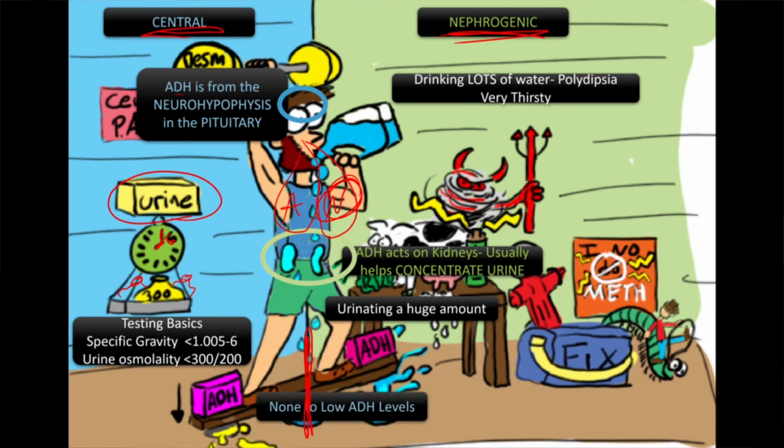In central diabetes insipidus, your blood levels of ADH are really low. You don't have any because it's not being made. In nephrogenic diabetes insipidus, your ADH levels are really high. So this guy, he's on a scale here, like a teeter-totter. It's low on the central side, it's high on the nephrogenic side.